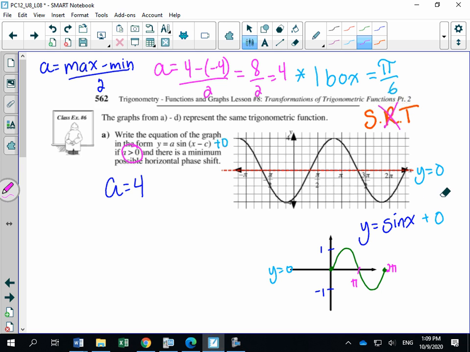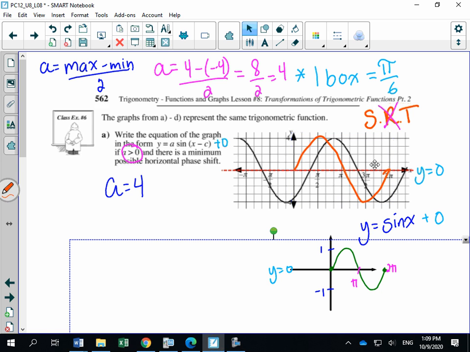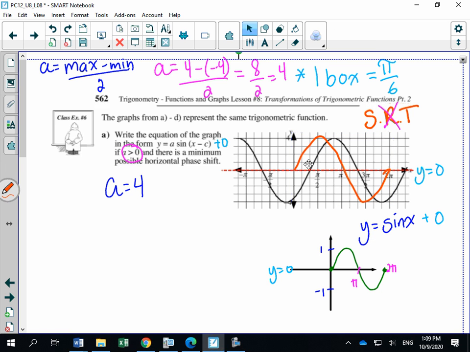So I'm going to show you where the graph would be after the stretch of 4. I'm just going to highlight this graph for a second. And we know that this graph starts at 0, so I'm going to move this sine graph back to 0. So this would be the graph after the stretch, right? After the stretch, it went from 1 up to 4.